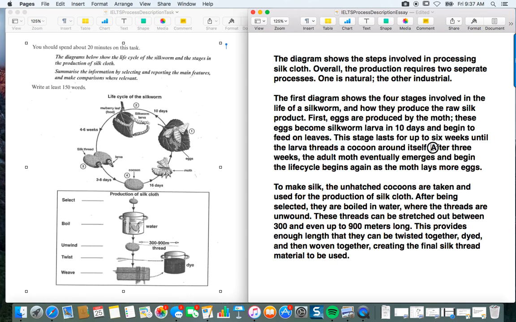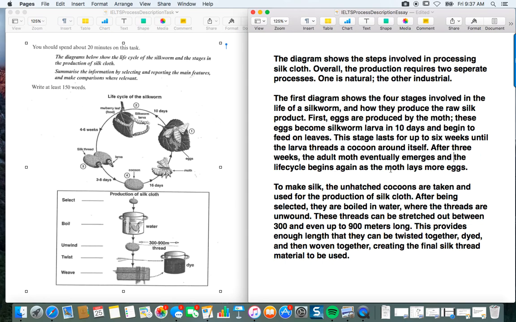Then my next connector, after 3 weeks. Okay, so I've got my after 3 weeks, 4 to 6 weeks here. So instead of just saying after 4 to 6 weeks, I say after 3 weeks. The adult moth eventually emerges. Sorry, that's over here. And begins the life cycle again.